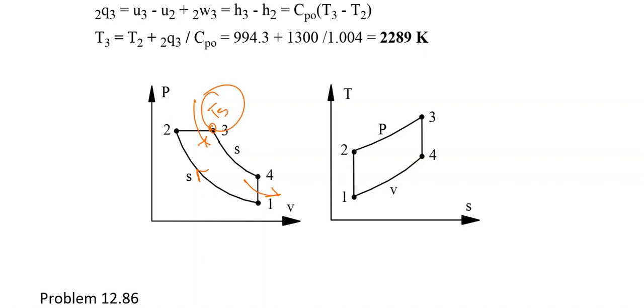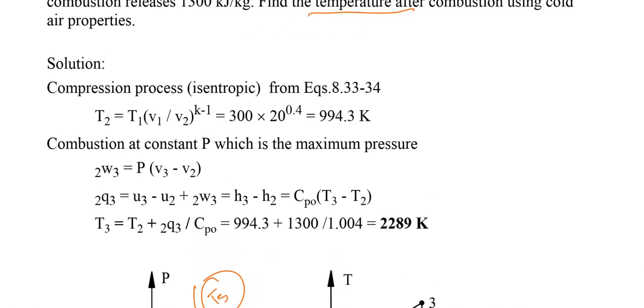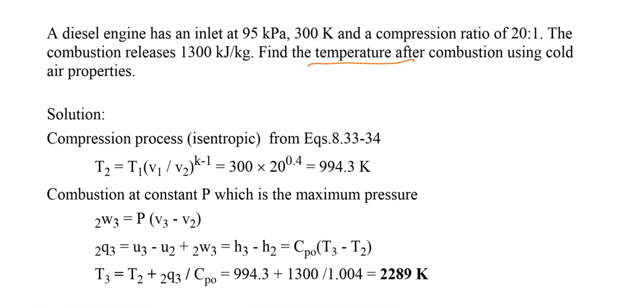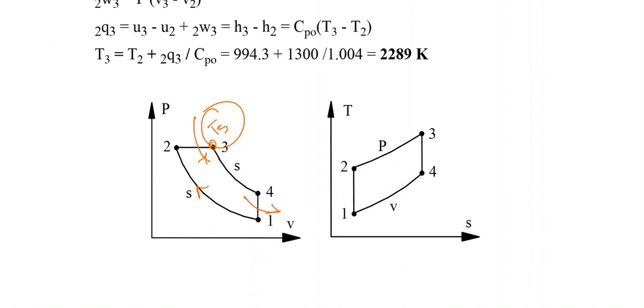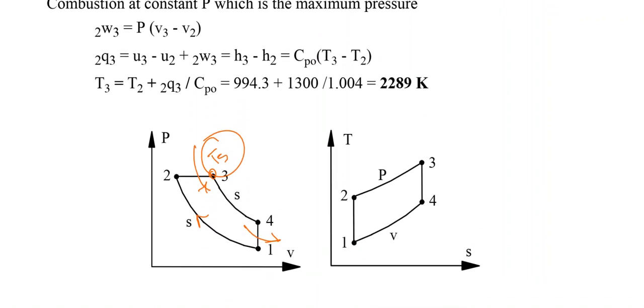Using the ideal gas equation, or the air equation. The initial state is given, which is 95 kilopascal and 300 Kelvin, and the compression ratio is given, which is 20. The heat released in combustion from 2 to 3 is already given. So we need to find the temperature at the end of the combustion. From state 1 to 2 we have the adiabatic compression, so moving from 1 to 2 we can find the properties at state number 2.